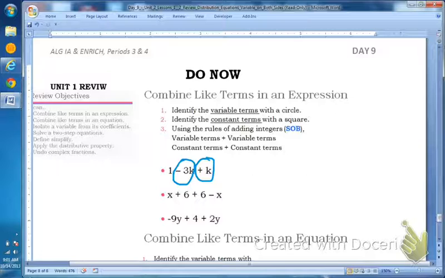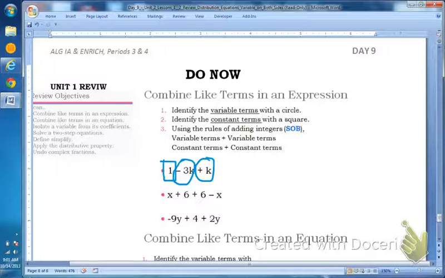Now we have that 1 that's hanging out there on the end. We don't want to leave anybody out. That is called a what? Not a variable term. Very good. A constant. So I'm going to put a square around it. The directions say to put a square around it. So when you're combining like terms in an expression, you're adding your circles to your circles and your squares to your squares. So your variable terms plus your variable terms, and your constant.